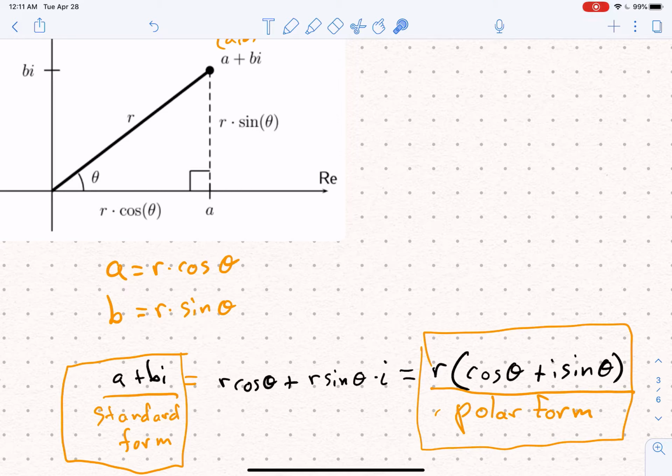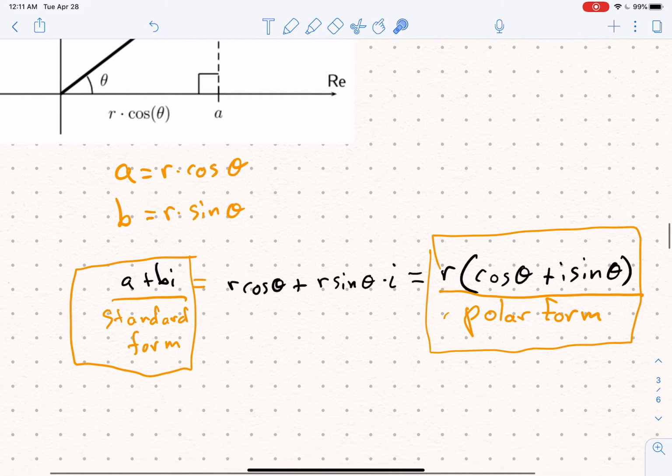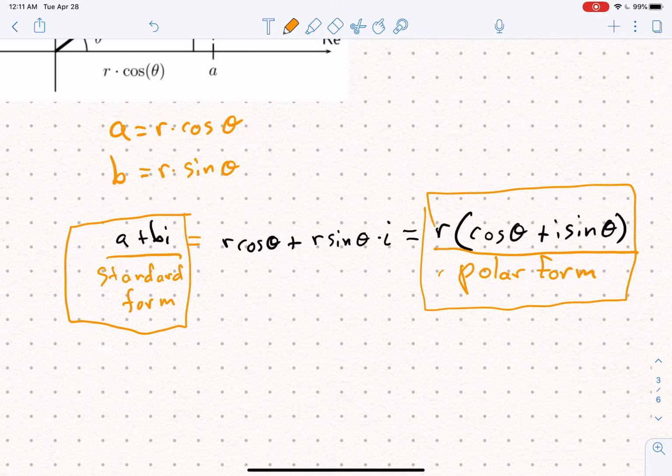What we want to be able to do is do the opposite. If we start with a number in standard form, how do we find r and how do we find the theta so that we can rewrite it like this? Okay, that's what we're going to work on next. These are going to be formulas for converting from standard form, from the a's and b's, into polar form.